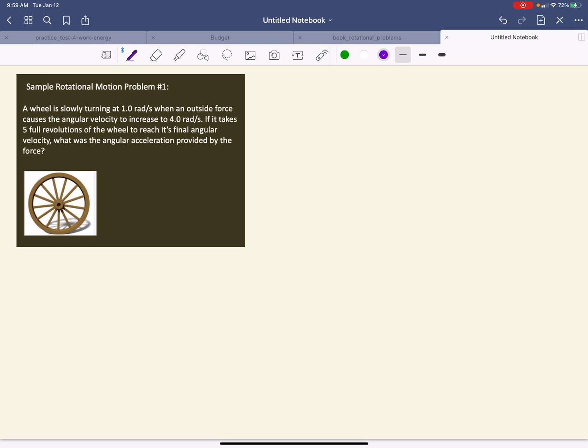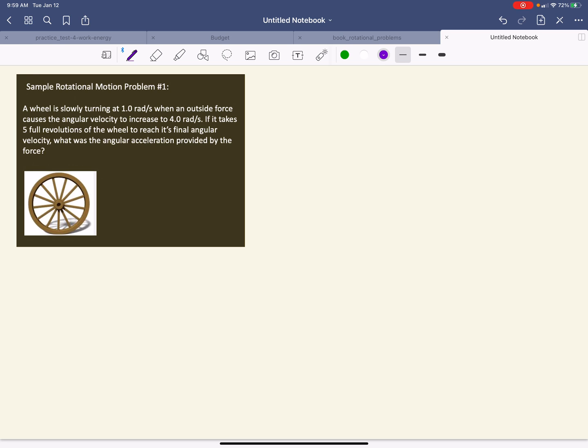Okay, so I'm going to work through this problem that was in the notes for today. A wheel is slowly turning at 1 radian per second when an outside force causes the angular velocity to increase to 4 radians per second. If it takes 5 full revolutions of the wheel to reach its final angular velocity, what is the angular acceleration provided by the force? Okay.